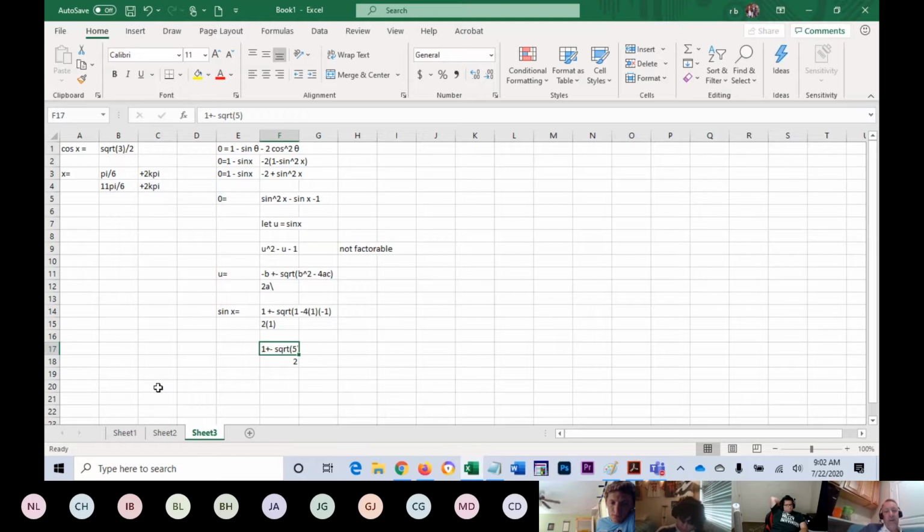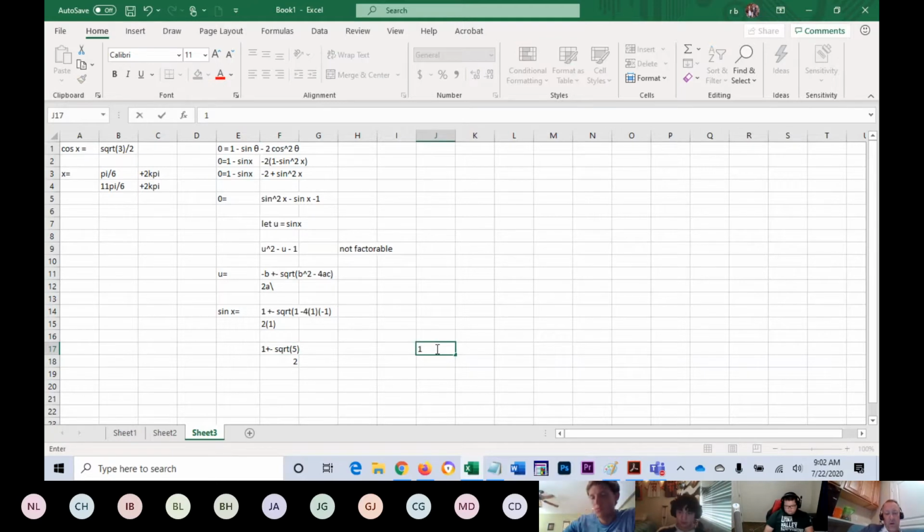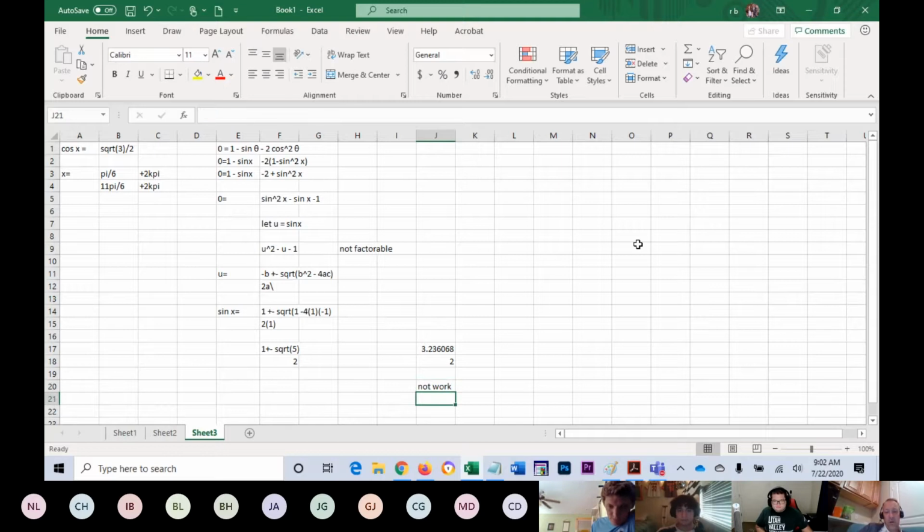Let's think about this for a minute. 1 plus the square root of 5 would be 3 divided by 2. So that's not going to work, because that number is greater than 1.